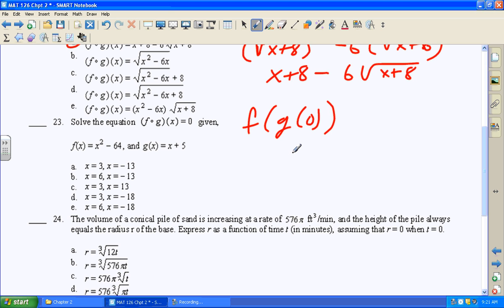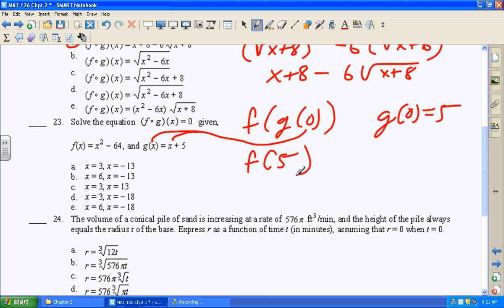So what's 0 going to go first? Into the x of which function? G, because G is on the inside. So that is going to equal 5. G of 0 equals 5. So now I have this simplified. F of 5.